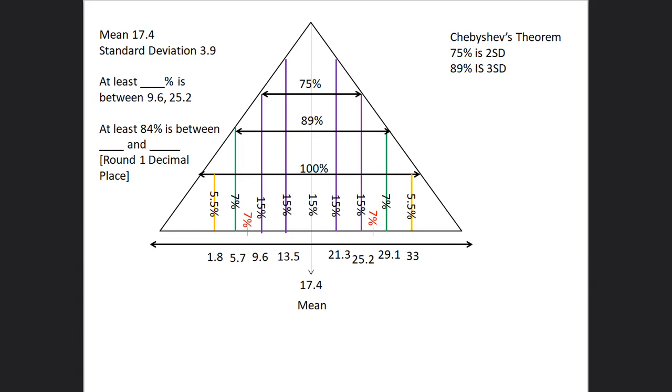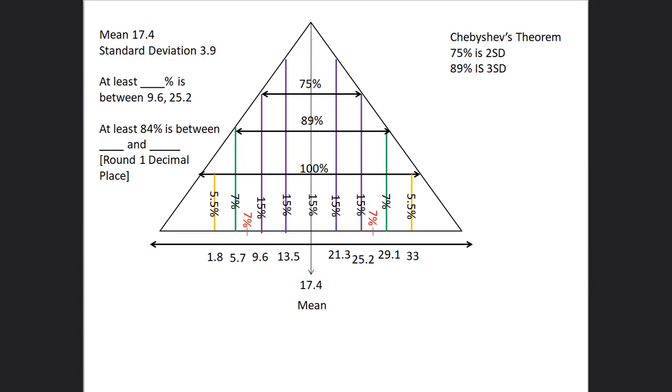We are looking for at least 84%. If we add 7, we get 82%. But make sure we always add the one on the left as well as the one on the right. We're going to add the other 7%. It gives us 89%, which is a little too much.